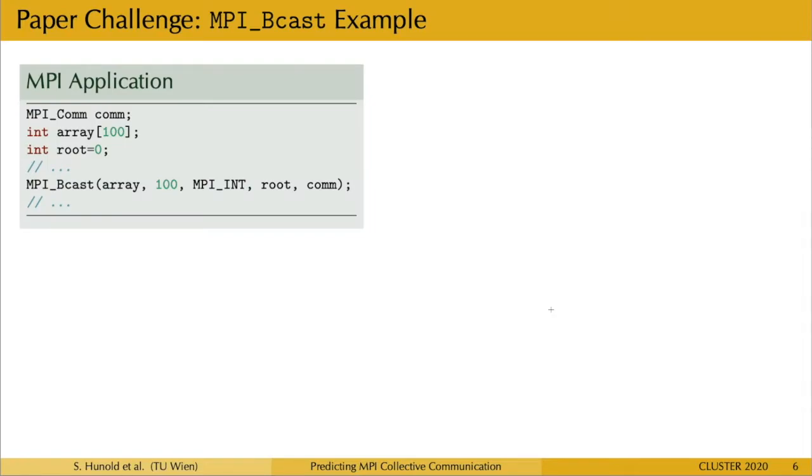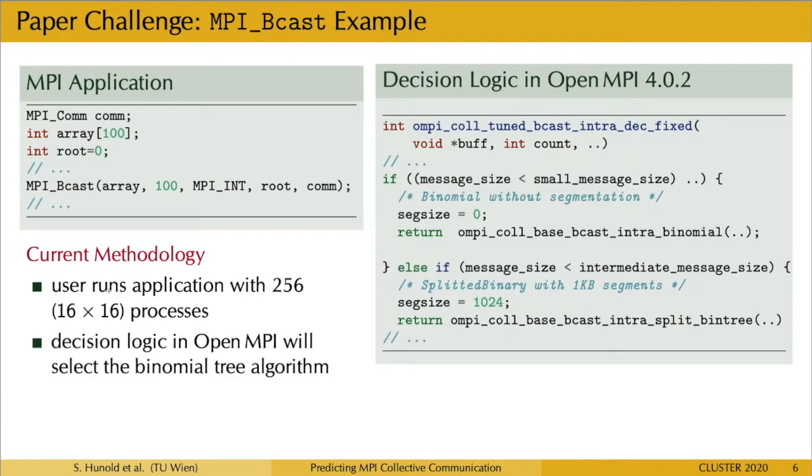So what is our problem? Here we take the broadcast example again. We have a code like this, where we are broadcasting 100 integers. Let's say we start the application with 256 processes, so 16 by 16 processes. Then we have a decision logic that is already fixed in OpenMPI, and it will try to select a suitable algorithm for us. We have a small message size, so we are basically getting into this case. We don't need segmentation, and we are using the binomial tree algorithm. However, the best algorithm for a specific case is highly machine dependent.